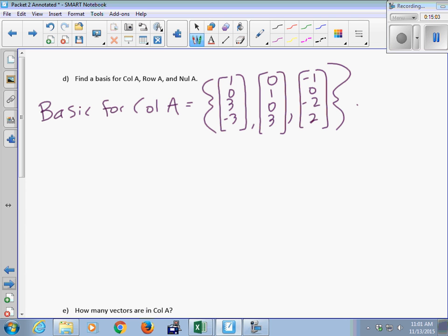All right, does that make sense? Identify the pivot columns, grab them from the original matrix A. That gives you a basis for col A. All right, let's look at a basis for row A.